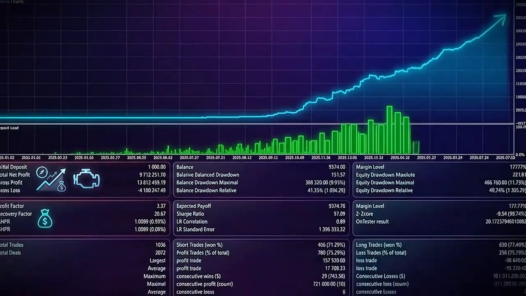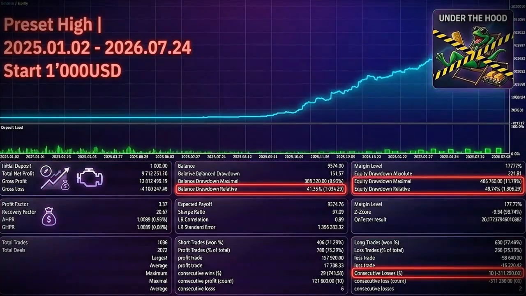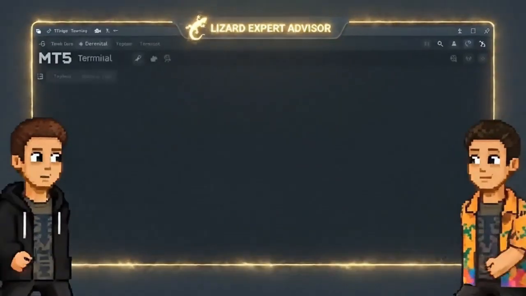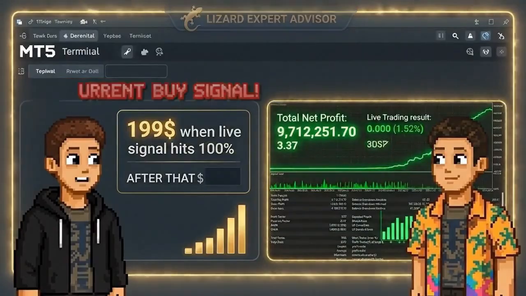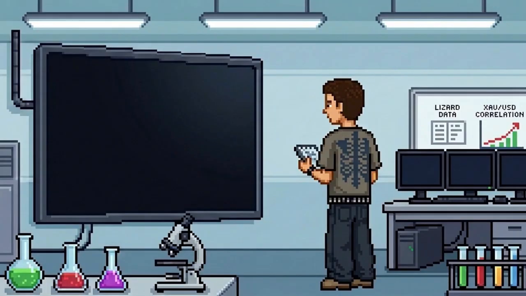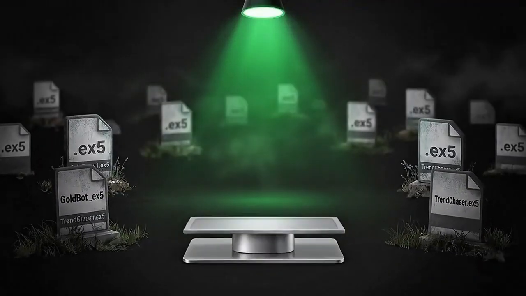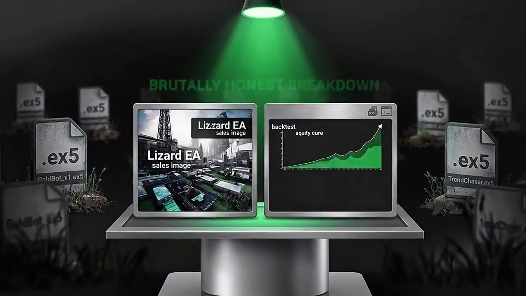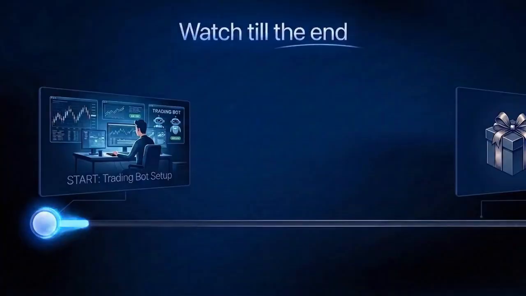This EA does some things surprisingly well, but it also has behavioral quirks that could wreck you if you don't understand what's actually happening under the hood. So if you're thinking about buying Lizard EA, or you already own it and you're wondering why your results don't match the pretty signal screenshots, stay here. Because in the next 15 minutes, I'm giving you the unfiltered, brutally honest breakdown of how this bot really works, where it wins, where it fails, and whether it's worth your money or just another overhyped gold EA in a very crowded graveyard. And watch till the end. Begin.